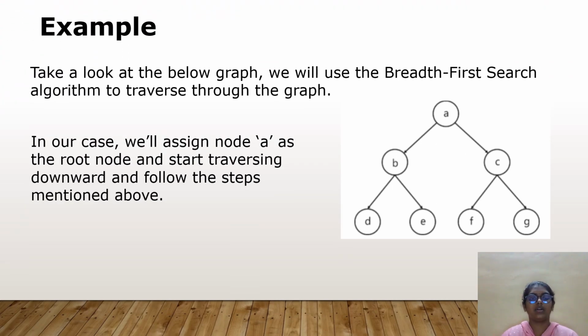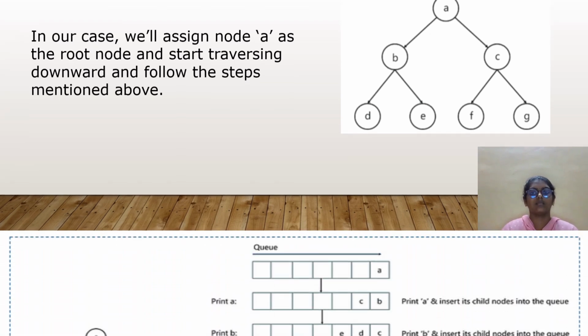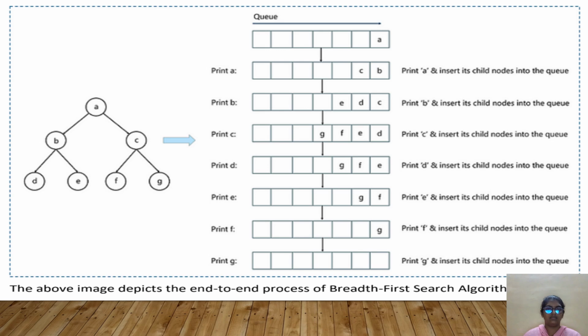Example. Take a look at the below graph. We will use the breadth first search algorithm to traverse through the graph. In our case, we will assign node A as the root node and start traversing downward and follow the steps mentioned above. First, we will insert the root node, that is A. Then we print A, and the child nodes B and C are inserted into the queue.